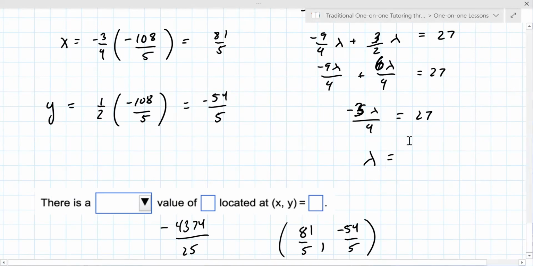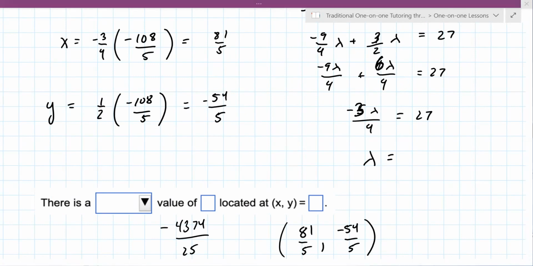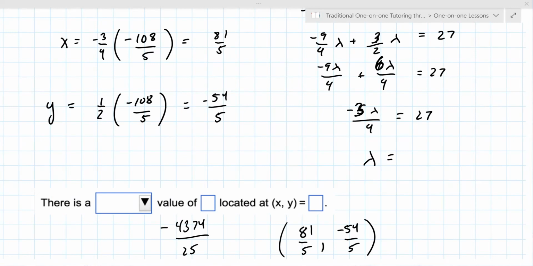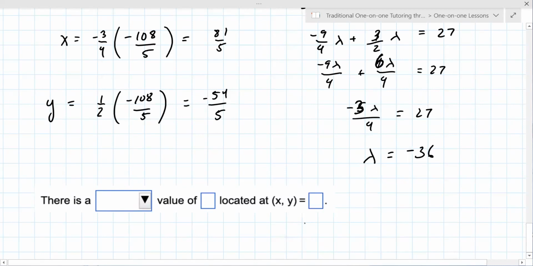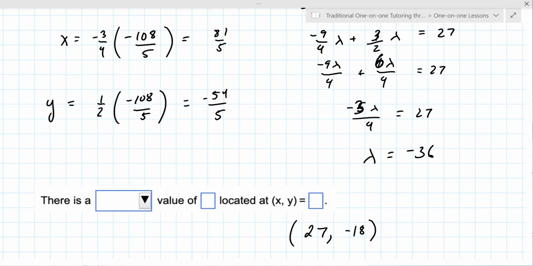Okay, so lambda is, I think it's just 36. Let me check that. Yeah, so lambda is negative 36, which does make this much different. But we can fix it real quick here. So x is negative 3/4 of negative 36. So that is 27, and y is negative 18. Okay. And then when we try those numbers, we're going to get a much nicer output here.